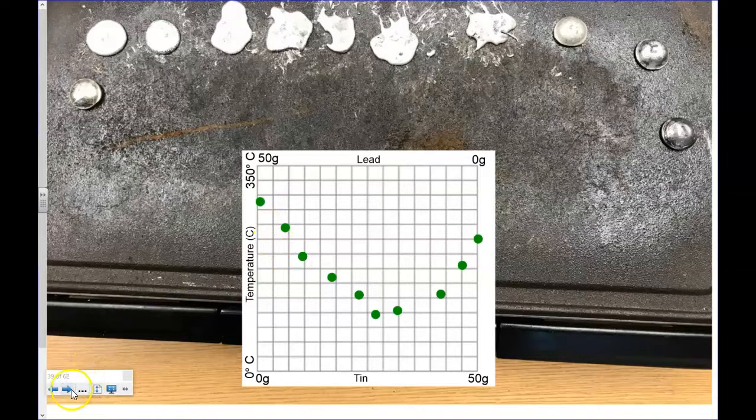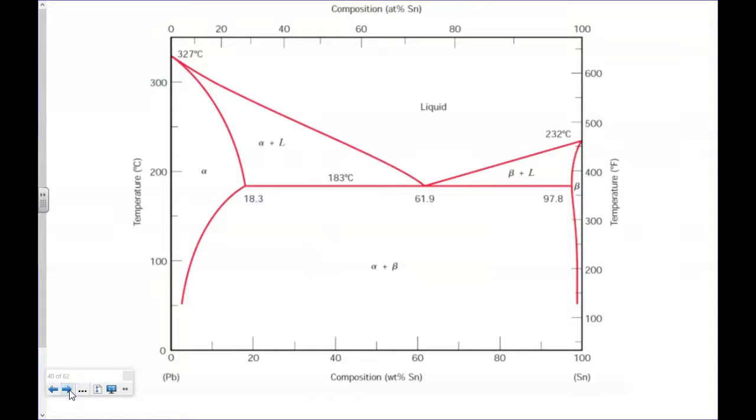But what we end up with is actually a graph that looks something like this. So this is what happens when we have combinations of those pure substances melting. The graph looks a little bit different. So what we're going to do on our next day, after you're done with this lab, is take a look and see what those graphs look like. Okay?